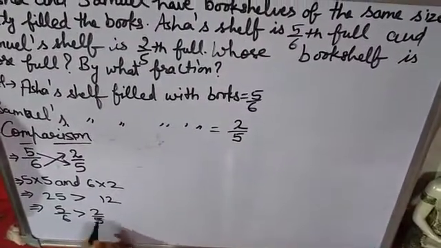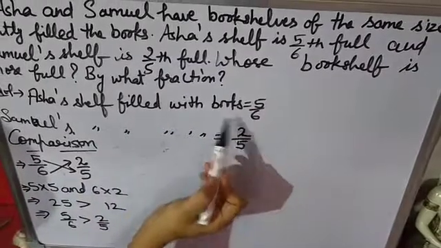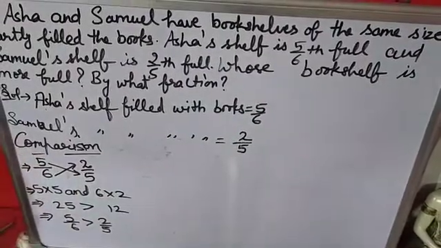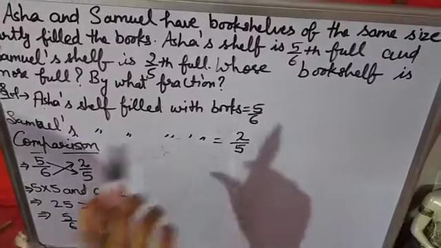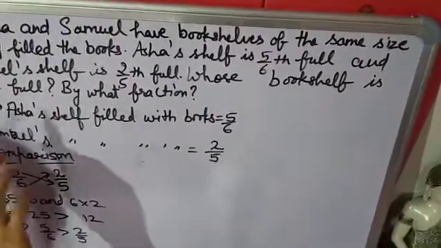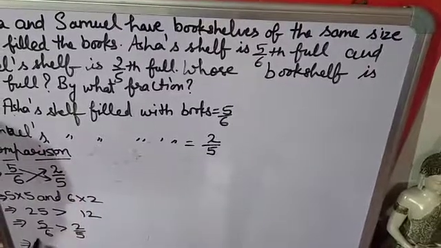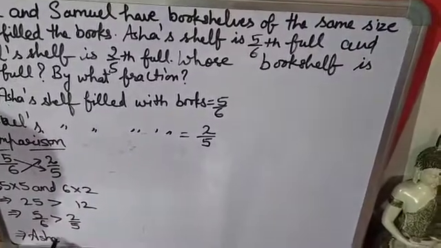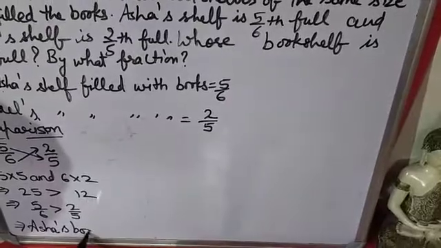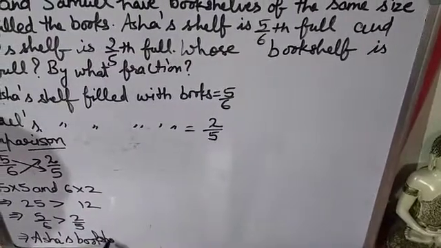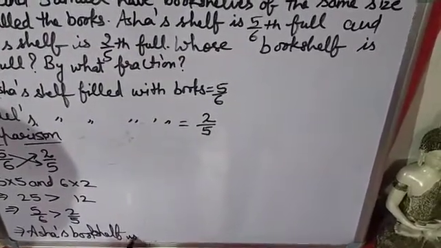Now we will check whose part this is. 5/6 is the part of Asha's. It means Asha's bookshelf is more full compared with Samuel's. So the answer is Asha's bookshelf is more full.